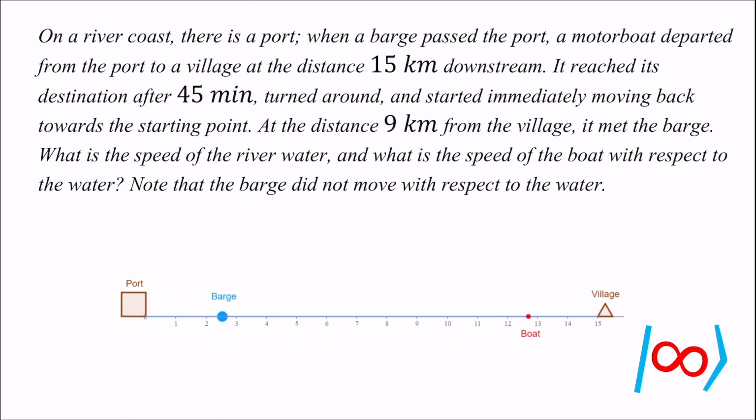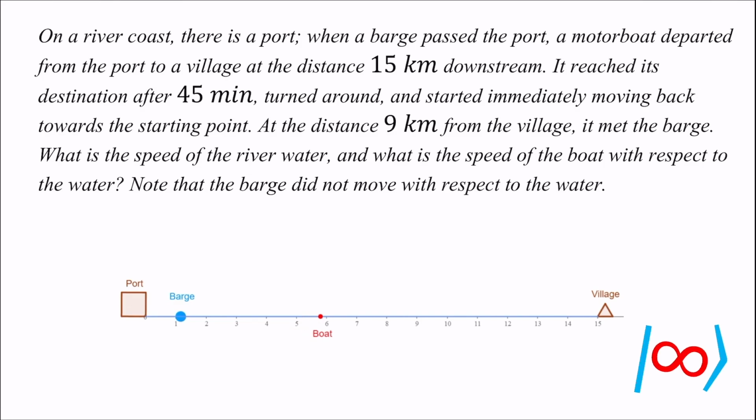When a barge passed the port, a motorboat departed from the port to a village at a distance of 15 kilometers downstream. It reached its destination after 45 minutes, turned around, and started immediately moving back towards the starting point. At a distance of 9 kilometers from the village, it met the barge.